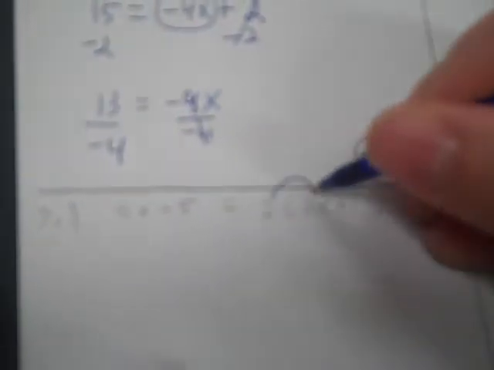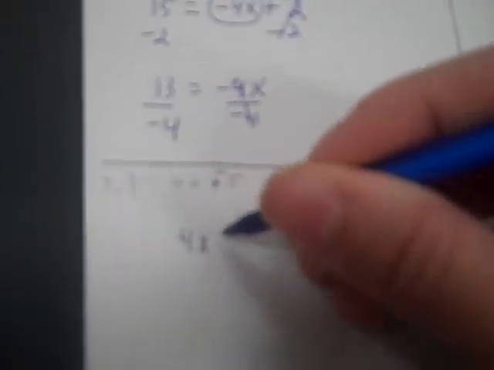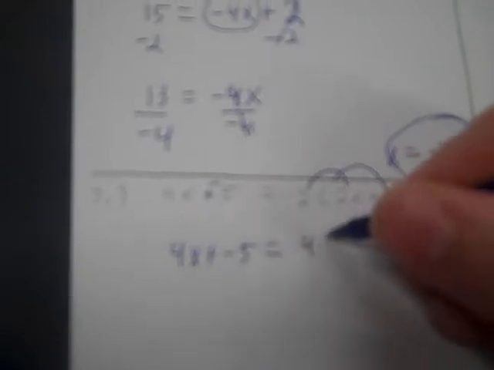Okay, next problem. You've got to get rid of the parentheses, okay? So we have 5x plus 4x plus negative 5. But on the other side, we're going to have 4x plus 2. Now we've got x's on opposite sides. So they're on opposite sides, so again, we need to balance.